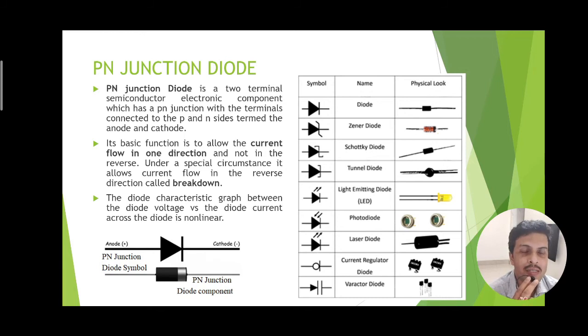The diode characteristics are formed by applied voltage versus current plot. This diode characteristics shows the operating point which is required to be set for a particular circuit operation.